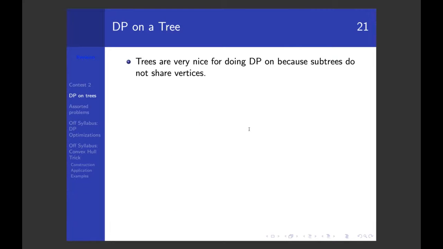On to that, DP on trees. So what is DP on trees? Well, trees are nice because subtrees don't share vertices. It's nice for doing DPs because if we have a node, all its children are kind of independent. The usefulness of this might become clearer when we start doing some problems. But the nice thing is we can isolate the 2 children, solve them independently, and then do some work with the parent to merge them back together.